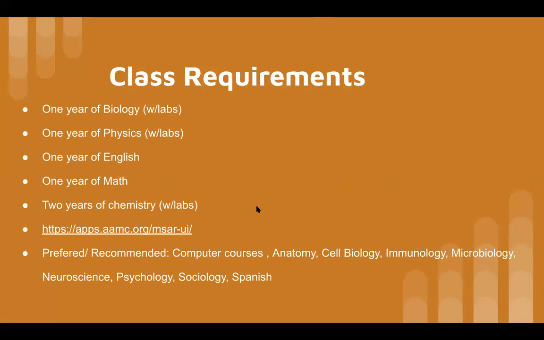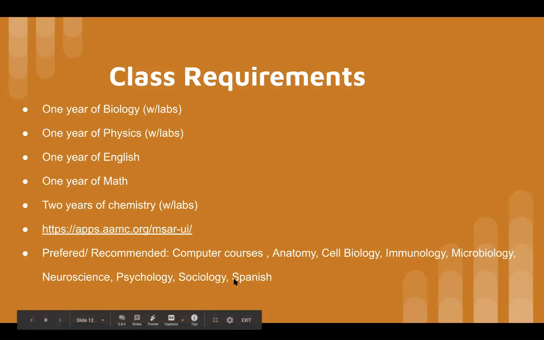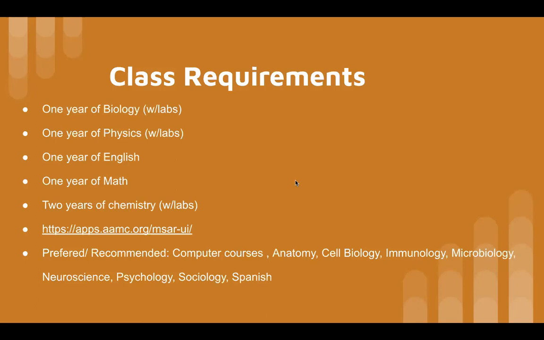And then what they recommend you also take are courses like anatomy, cell biology, microbiology, neuroscience, psychology, sociology, and Spanish. So just keep this in mind when making your decision on whether or not you want to go to med school. And here is a link for the AAMC account where you register for the MCAT. On that same account, you could also research different schools and see what their specific requirements are as well.